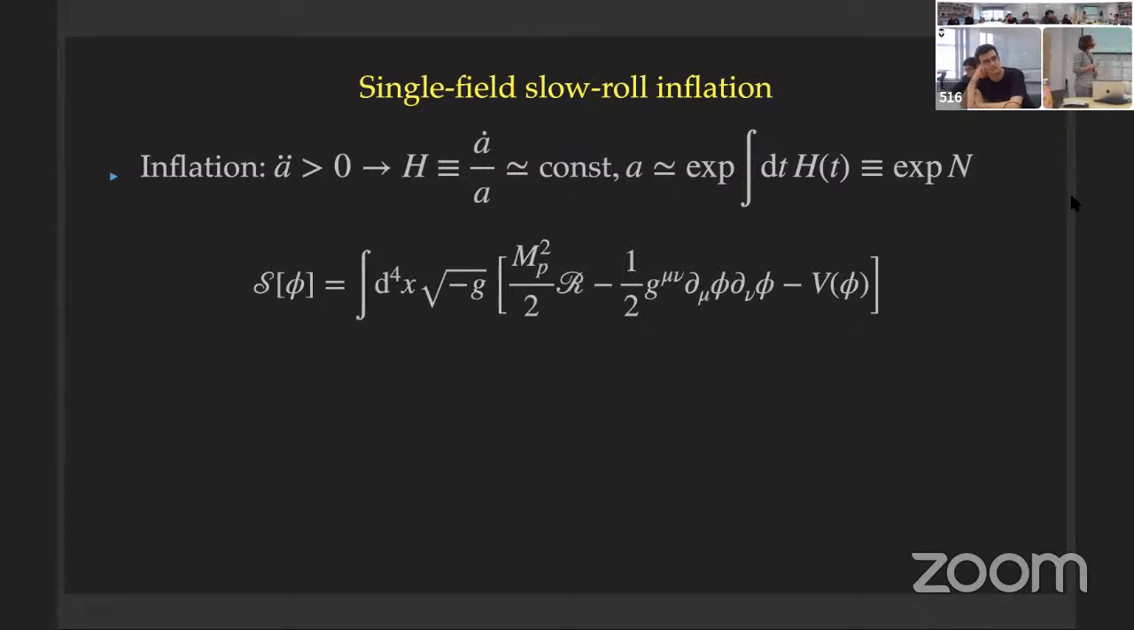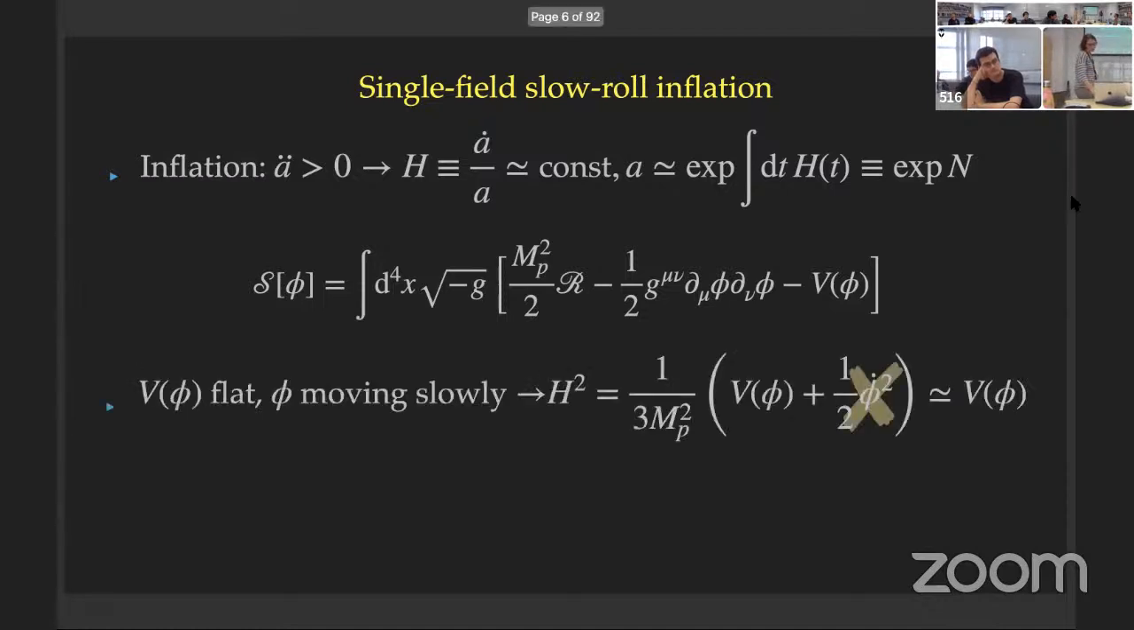So if we try to realize this, so an almost constant Hubble rate with a simple single field model, we will start by looking at this action. So we have a scalar field endowed with some potential that is minimally coupled to gravity. Now, let's entertain the possibility that the inflaton potential is almost flat. Well, a consequence of this is that phi will be moving very slowly.